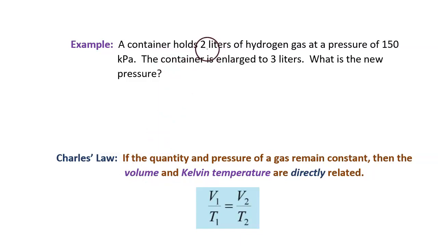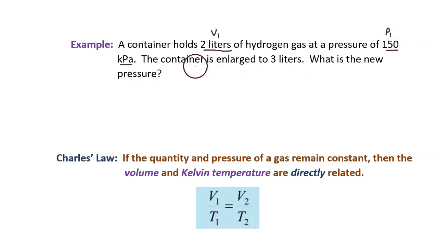For instance, a container holds 2 liters of hydrogen. We can underline that and say that that's volume number 1, the volume of this original container. As we read further, we see it says a pressure of 150 kilopascals. We can label that pressure number 1. That's the pressure of the gas in the original container.